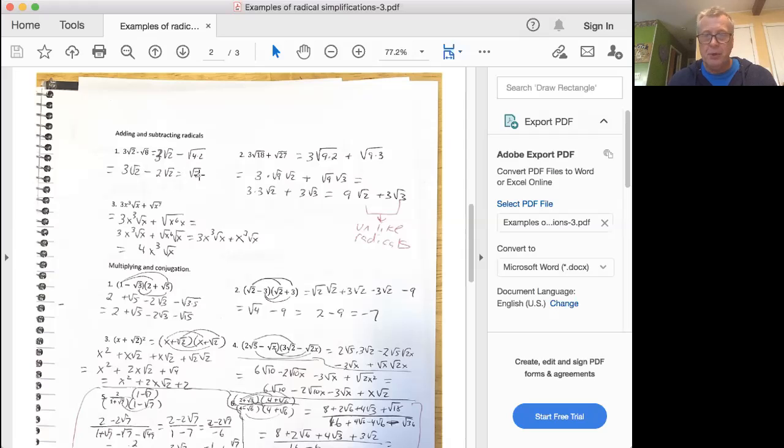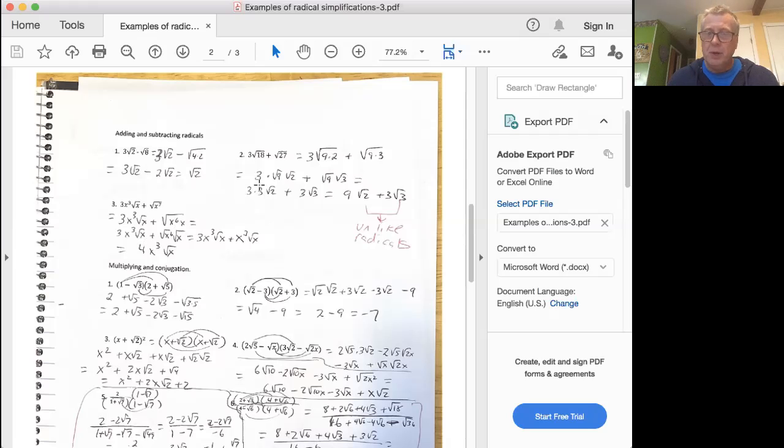Let's take a look at number 2. So in number 2, we have 3 square root of 18 plus square root of 27. Again, can't do anything with those yet. They're not like radicals yet. So we simplify. The 18 is 9 times 2. We pick 9 because it's a perfect square. Take the square root of 9 and we get 3. So that gives us this 3 times 3 here, which would be 9. Times the square root of 2, you can't do anything with.